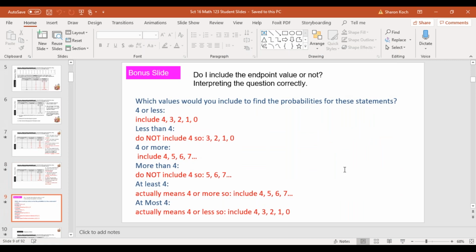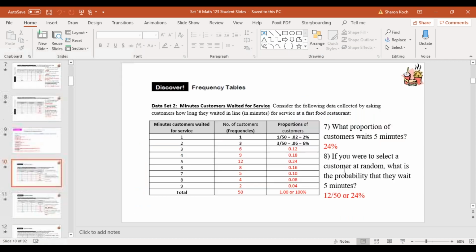Oh no, that's just a bonus slide. That's something different. Okay, so what proportion of customers waited 5 minutes? We look at 12 people out of the 50, which wound up to be 24%. So remember, first we get the decimal equivalent, then we convert that to the percent.